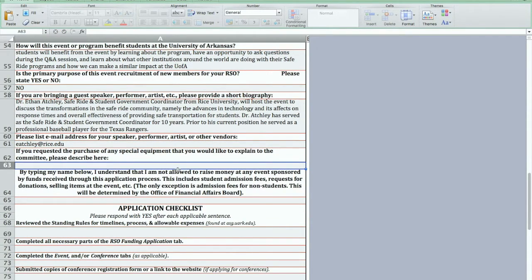And if you requested the purchase of any special equipment, please explain. We're not going to have any special equipment, so I'm just going to put no there.